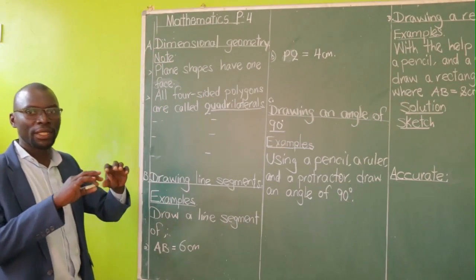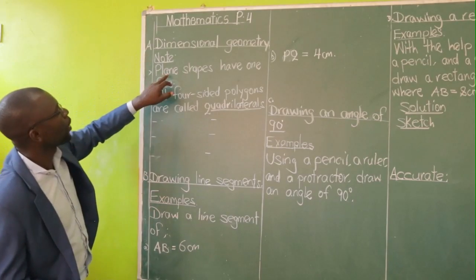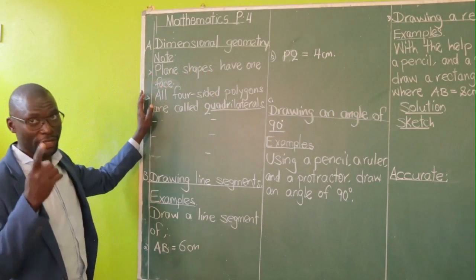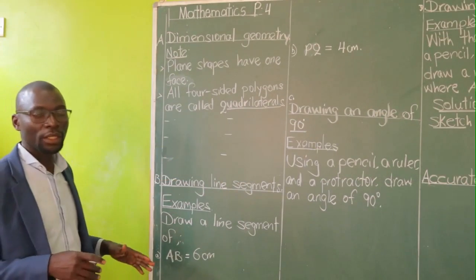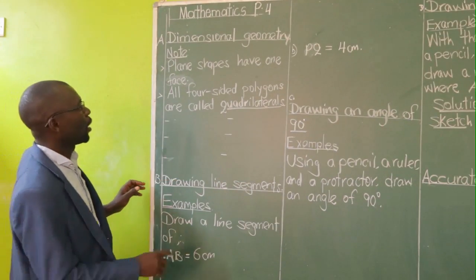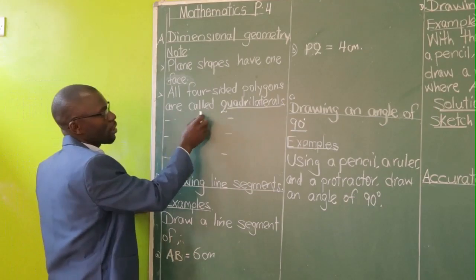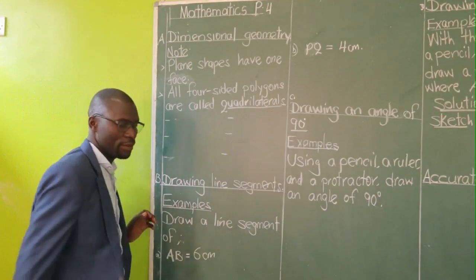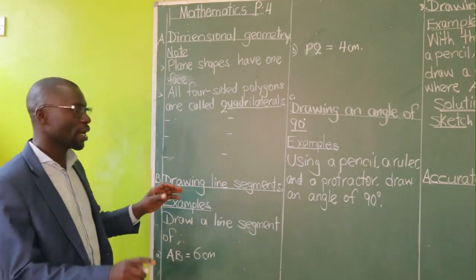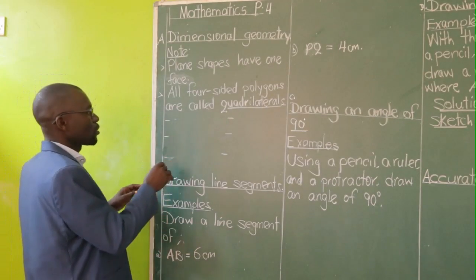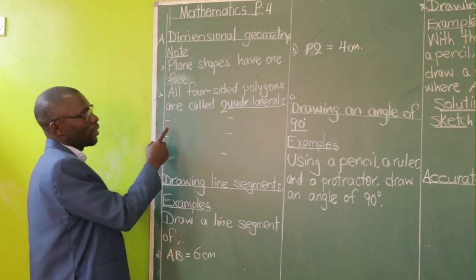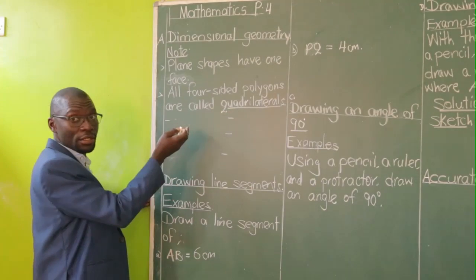Majorly it's measurements. Note, plane shapes have one face. A plane shape, as we are going to be looking at them, they have only one shape. All four-sided polygons are called quadrilaterals. For any shape which has 4 sides is called a quadrilateral. So that's their special name, and we can have examples of quadrilaterals.